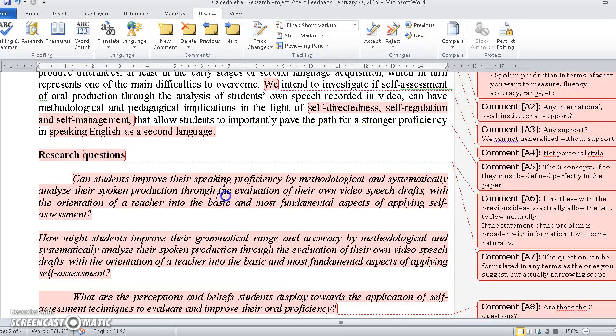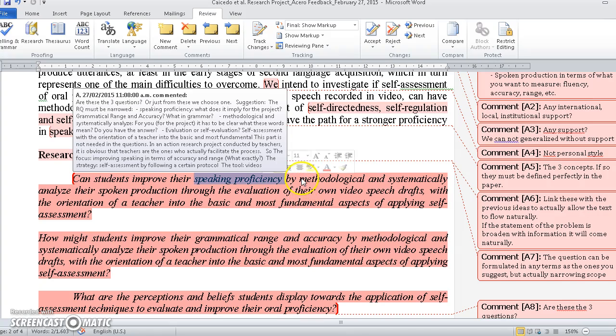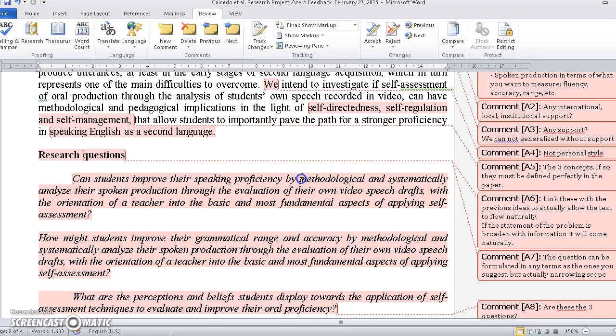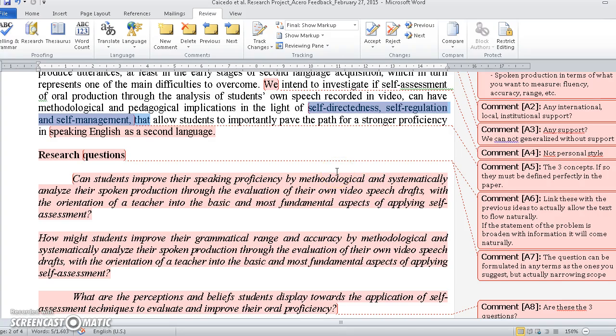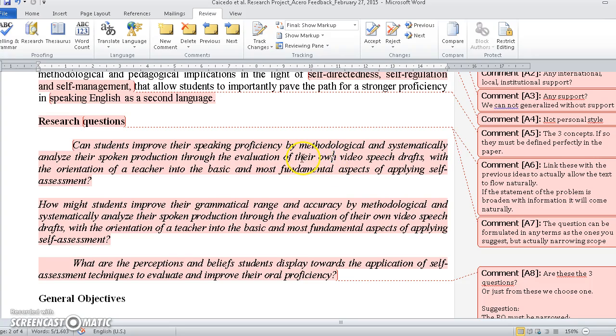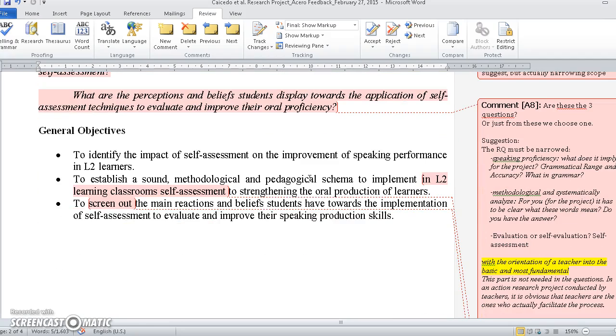So considering what I have said, we have to define speaking proficiency for the program. We have to define this issue of self-assessment, the issue that you mentioned before, self-direction, self-management, self-regulation, what is the correct word that we want to use, and finally the one about using technology in ICT, in ELT. So it's going to be important that we include that factor here.